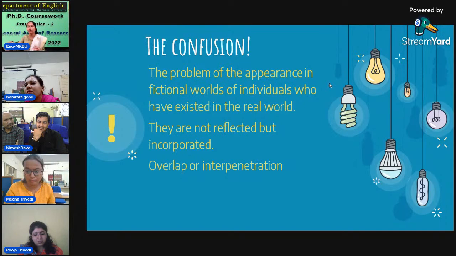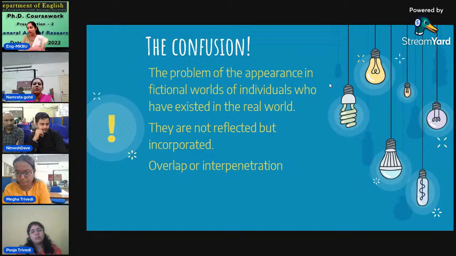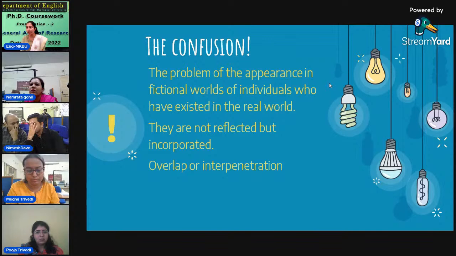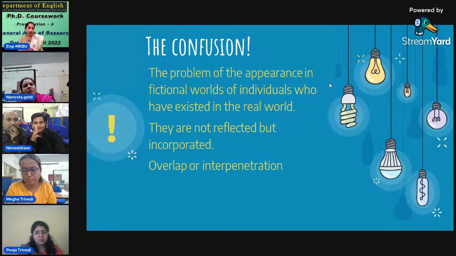So there were multiple examples in postmodern fiction where you find that identities are transferring or transporting from one novel to another. For example, the real identities as well as fictional identities can travel from one novel to another one, as if they are real personages or real identities.